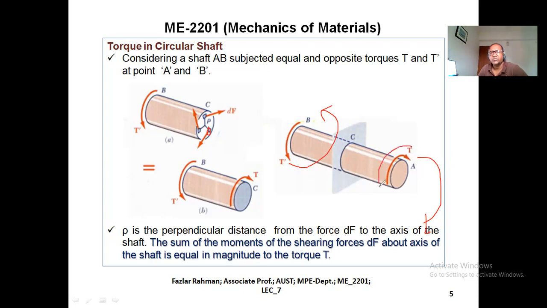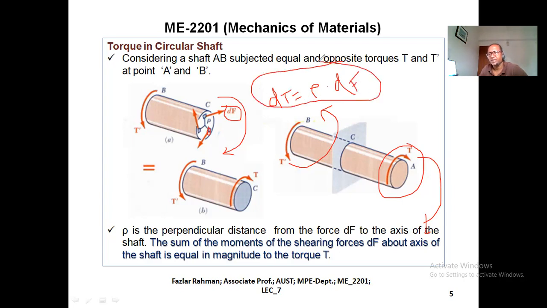So this torque is clockwise, right? All the force works tangentially, at a radius rho from the center. And you see, they are also trying to rotate in this direction, all the forces. And how will the torque be? If force dF creates torque dT, then dT equals rho into dF. This one we needed, and we will apply it when we derive the main formula.